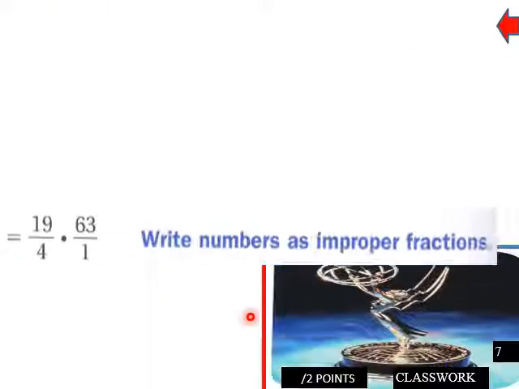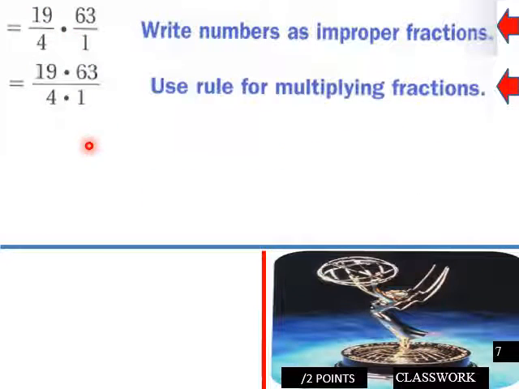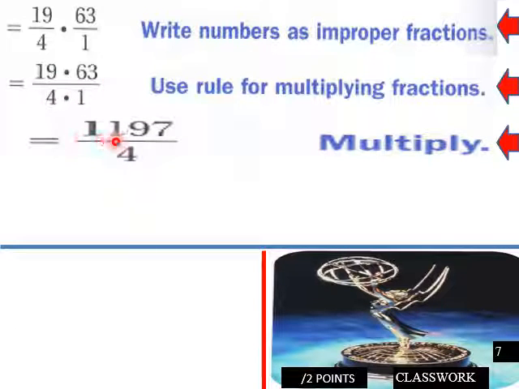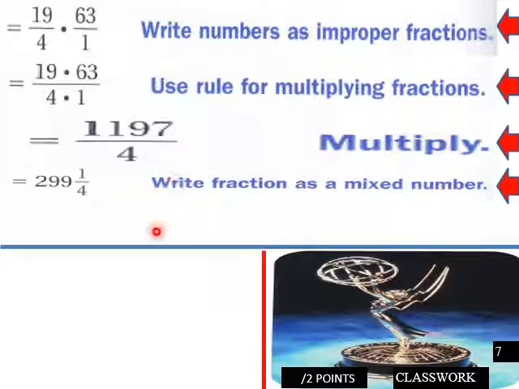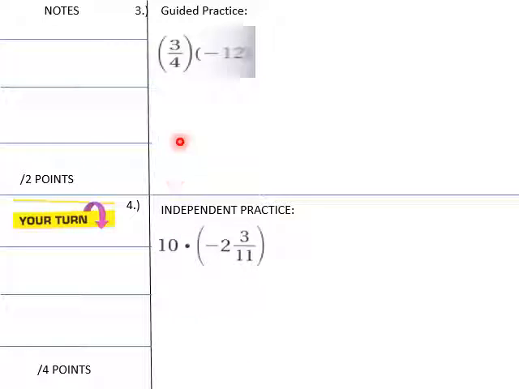So what does it come to? We make them improper fractions, and then we multiply straight across here, and we get 19 over 4 times 63, 1197 over 4, which is 299 1/4 pounds is what it would become. So it would be this amount here by putting stuff into improper fractions.